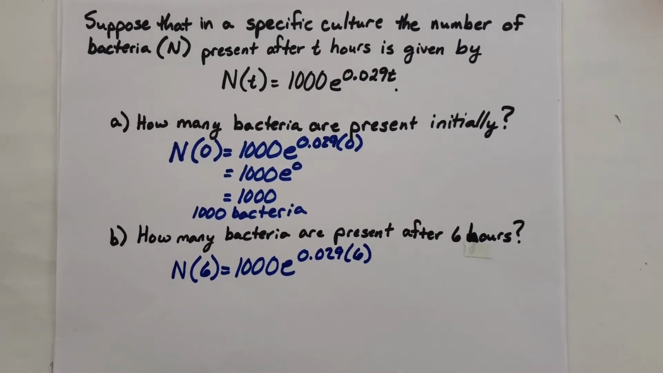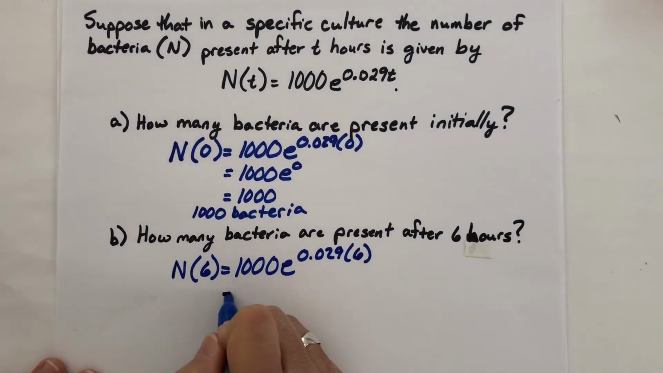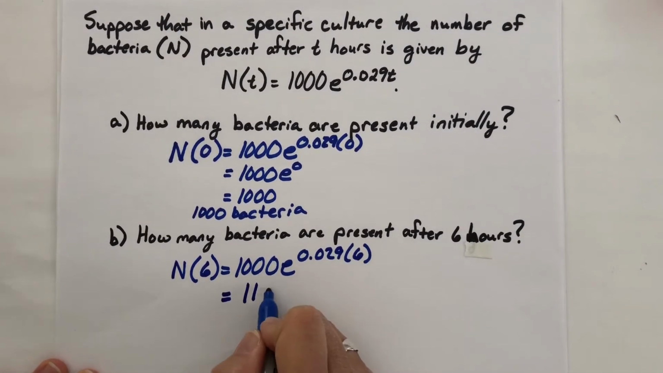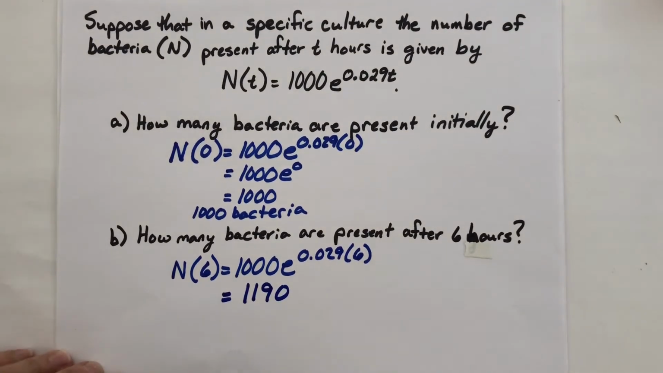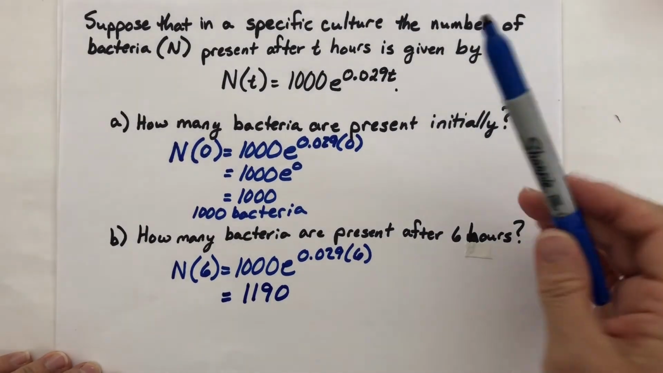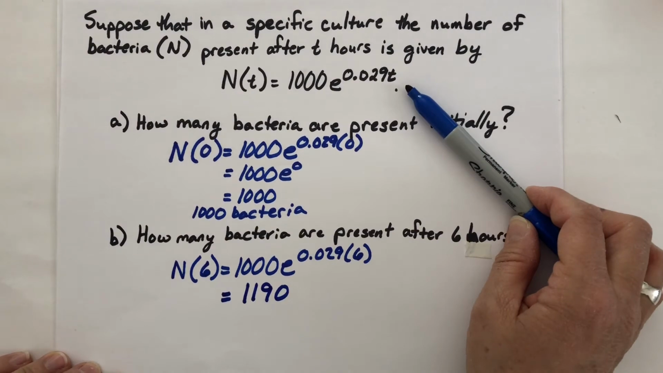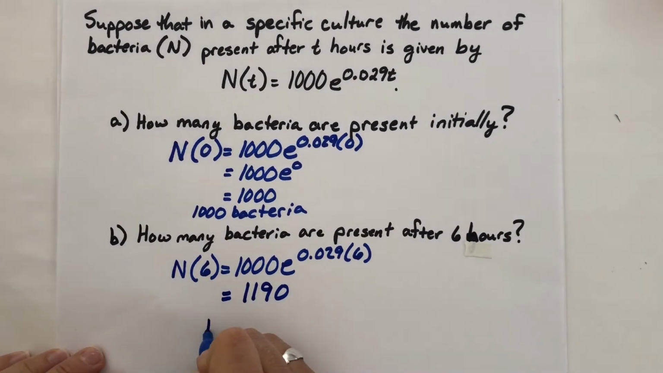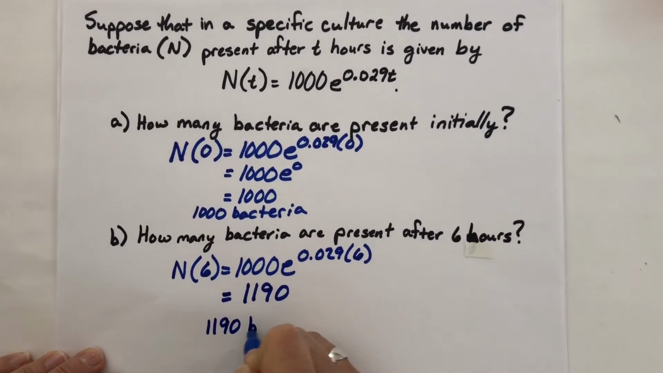We have 1,000 times e to the 0.029 times 6. And I get about 1,190. So after 6 hours, if the culture is growing according to this model, there would be 1,190 bacteria present 6 hours later. Let's do another problem.